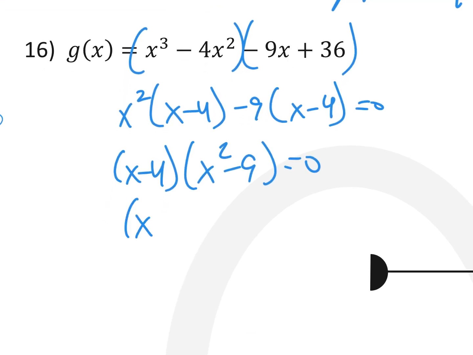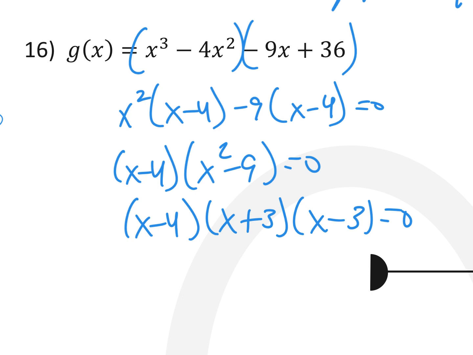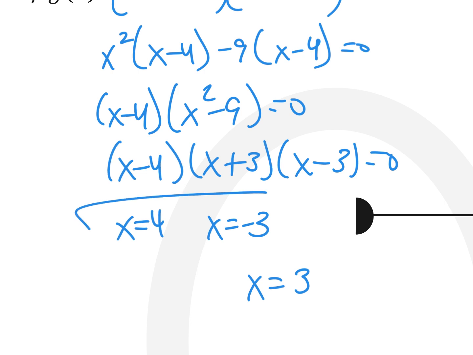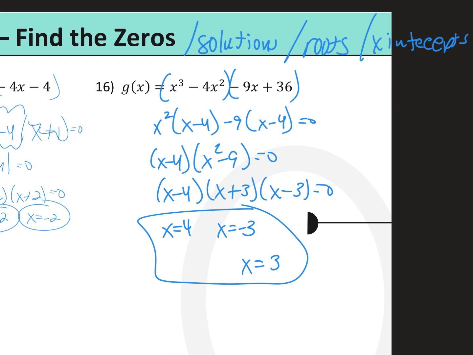It is the difference of squares, so x minus 4, x plus 3, and x minus 3. So we have x equals what number? 4, x equals negative 3, and x equals positive 3. Agreed? Good. Questions?